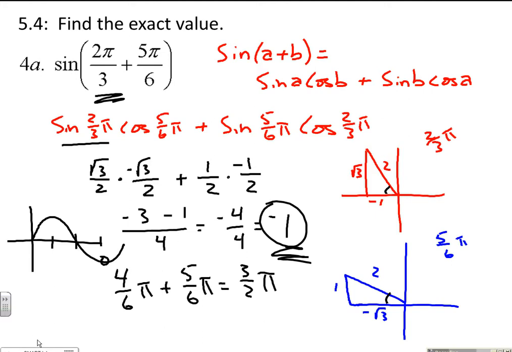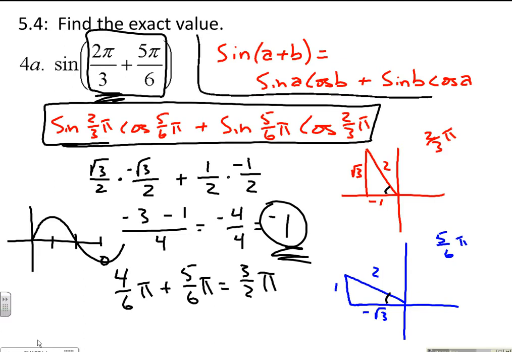Again, the quicker way to do this, of course, would have been to just go ahead and combine those and realize, hey, we're at a quadrantal angle here. But what we're dealing with right now is our sum rule, our expansion of sine of A plus B. So there you go.